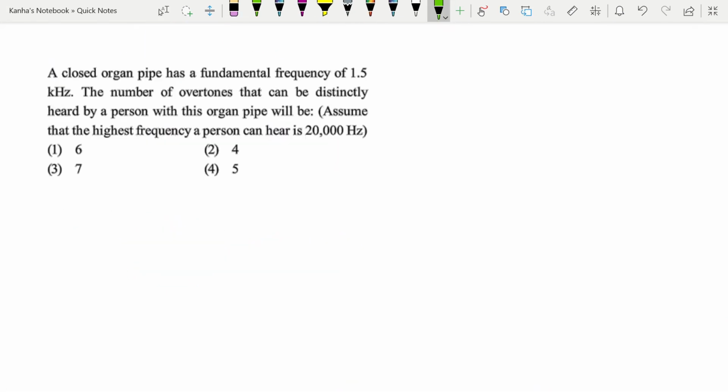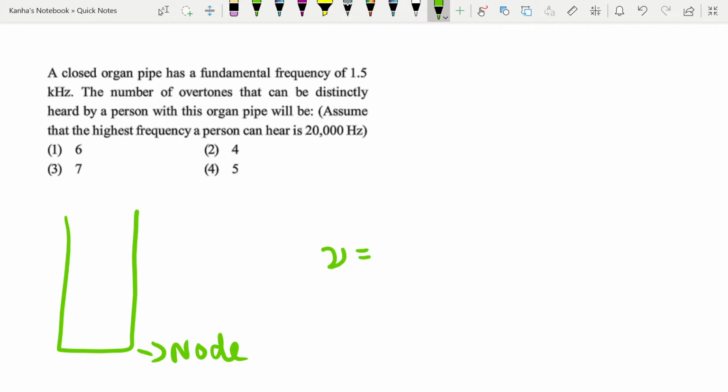Now, a closed organ pipe has a fundamental frequency of 1.5 kHz. The number of overtones that can be distinctly heard by a person with this organ pipe will be, assuming that the highest frequency a person can hear is 20,000 Hz. So for a closed pipe vibration, first of all you should note that this end should have the node of the wave. So we have a simple formula, which is for the nth mode, the frequency of vibration, let's say mu, is nothing but (2n minus 1) by 4l into v, where v is the velocity and l is the length.